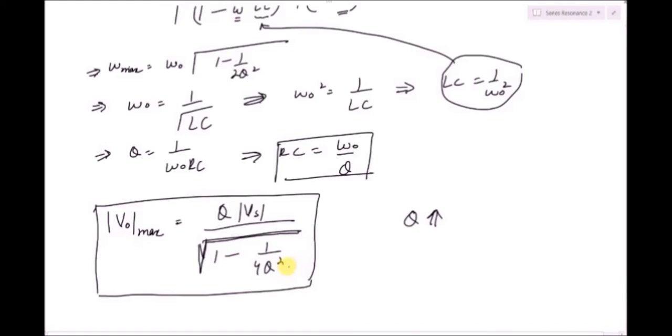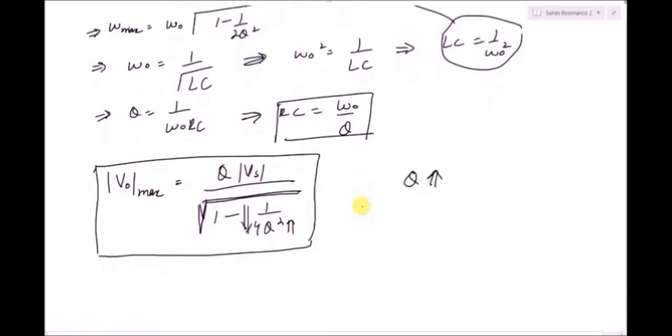Because if this Q is a high value, this whole term will be a smaller value and the denominator will become 1. So V naught maximum across the capacitor will be equal to the quality factor times the source voltage. So this was the second topic.